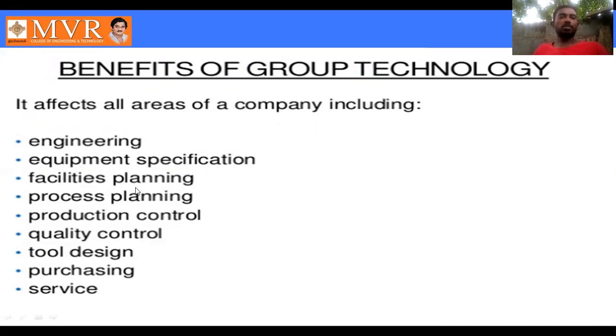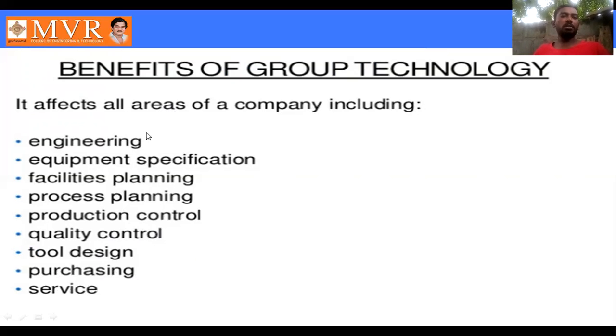Next, facilities planning purpose we can use group technology. Process planning purpose, production control purpose, quality control purpose, tool design purpose, purchasing purpose. Next one is service purpose we can use group technology. So these are the benefits of group technology or applications of group technology.